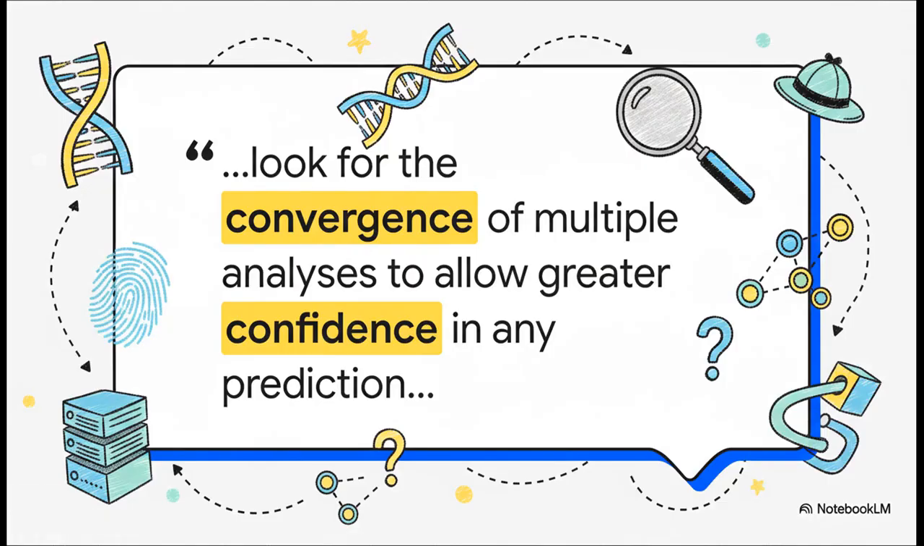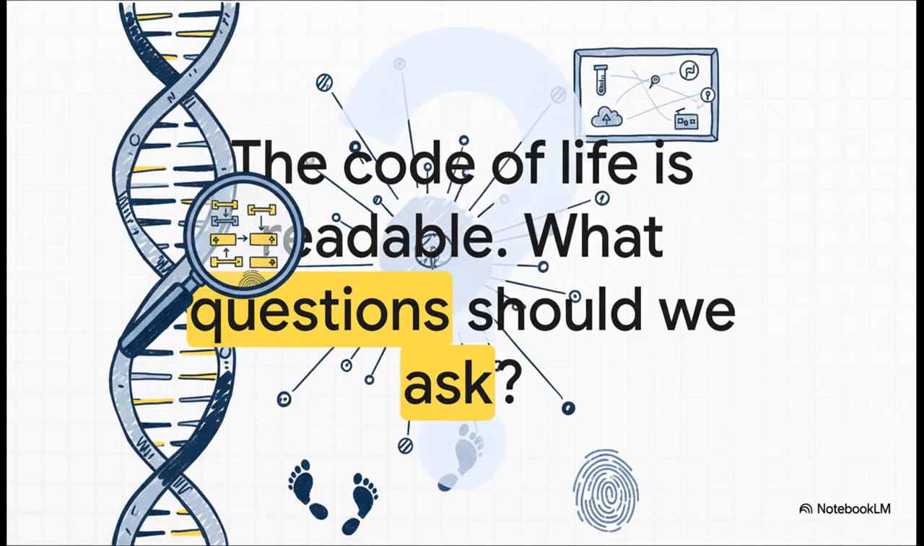Ultimately, this all comes back to the core principle of good detective work. As this quote says, real confidence comes from the convergence of multiple analyses. It's never about just a single clue. It's about building a solid case where multiple independent lines of computational evidence all point to the very same conclusion. So, through the power of bioinformatics, the book of life isn't written in some alien language anymore. We can actually read it. It's becoming more and more clear every day. The real question now is, with this incredible power to ask almost anything of our own genetic code, what should we be asking it next?